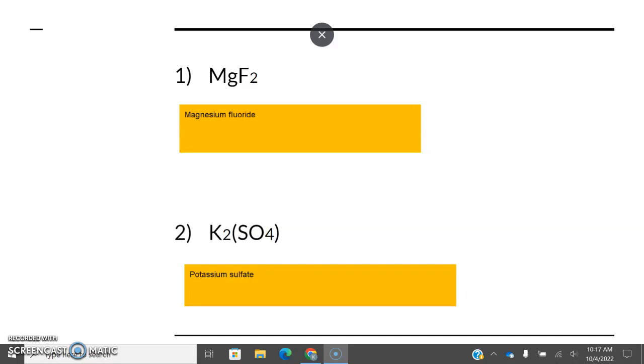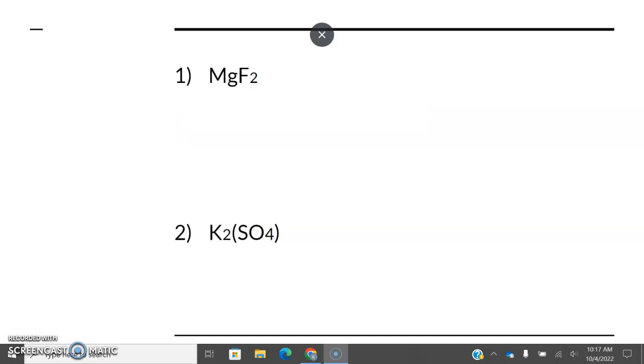All right. And that is naming from a formula. A little bit easier than figuring out the formula from a name, but still incredibly necessary.